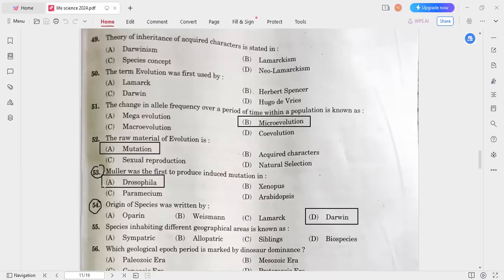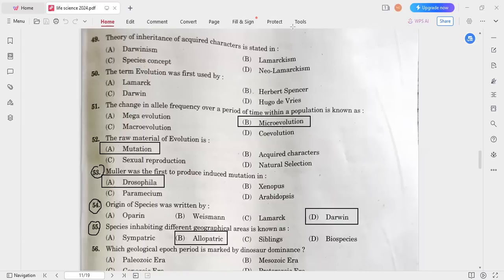Next, question number 55: species inhabiting different geographical areas is known as what? The answer for this question is option B, allopatric. Allopatric means the species are separated by a physical barrier. Because of the physical barrier, the species are separated from one geographical area to another geographical area.